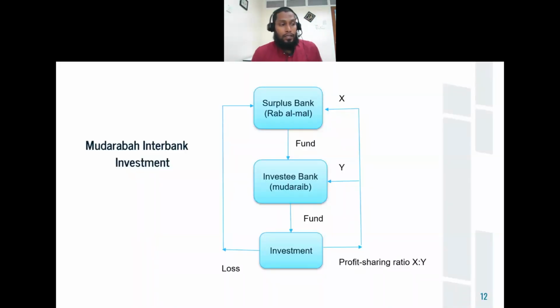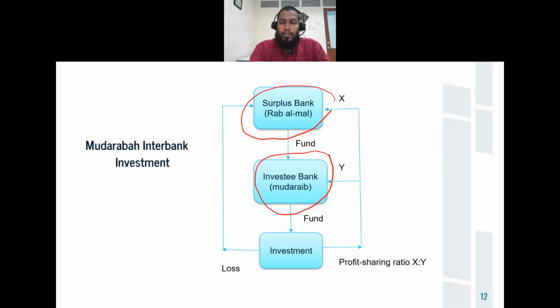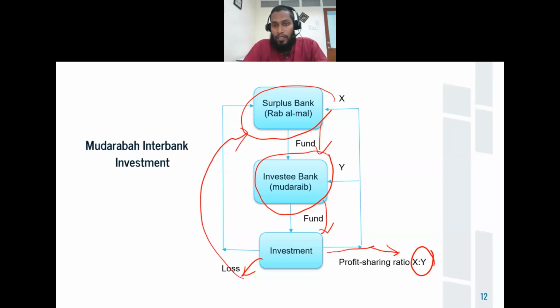Here is the figure for how the Mudaraba interbank investment works. Here we have the Rabbul Mal, which is the surplus bank, and this is the investee bank, the Mudarib, which is the deficit unit. It needs funds, so they make an agreement with the surplus bank. The surplus bank will pump money into the investee bank, and the fund will be invested by the investee bank. If there is profit, it will be shared based on X and Y. But if there is loss, the loss will be solely borne by the Rabbul Mal, the surplus bank that has provided the capital.